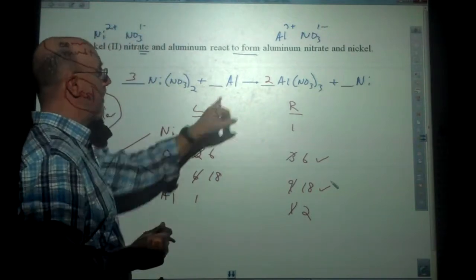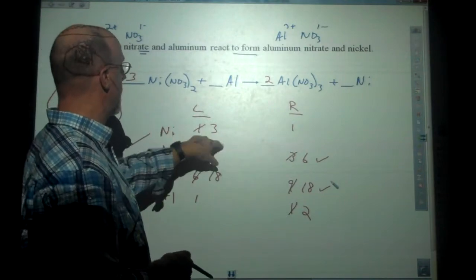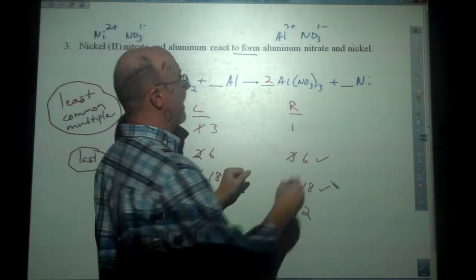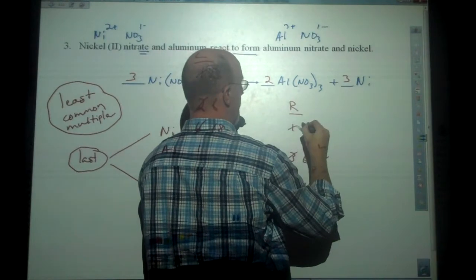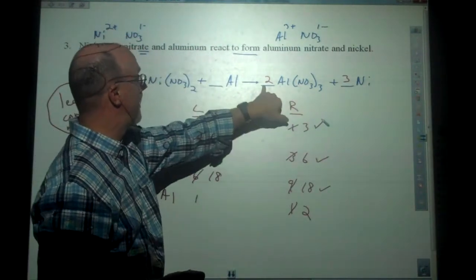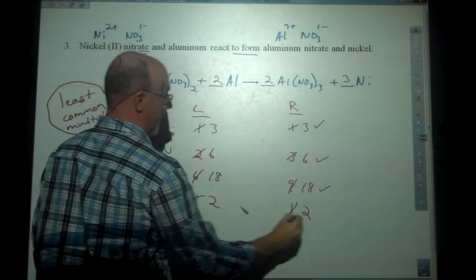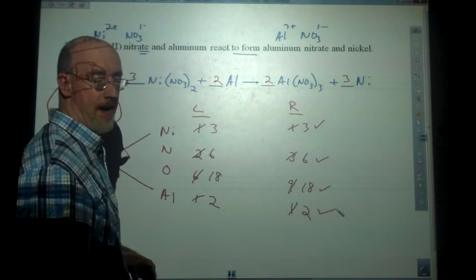Now the beauty of finishing with the elements by themselves is I can put anything up front. So nickel, we've got 3 on the left, we need 3 on the right. Anything I want here, so there's my 3. Check. And then aluminum, 2 on the right. We need 2 on the left, so we'll put a 2 there. So check. And again, I like to do that final count.